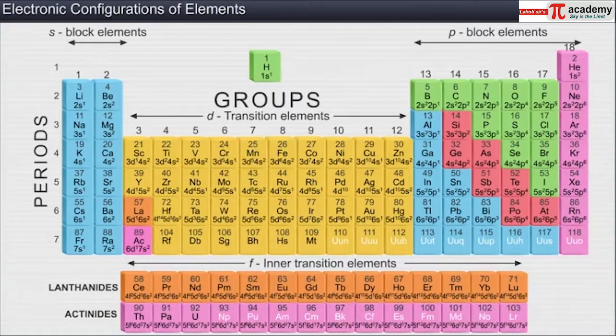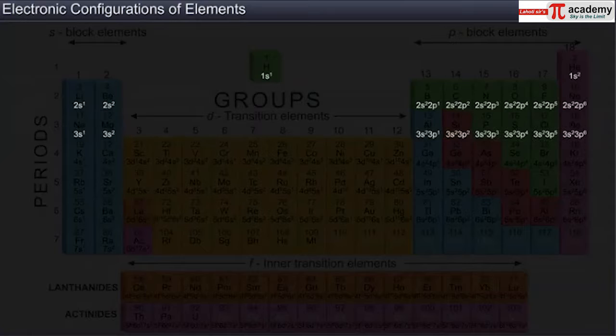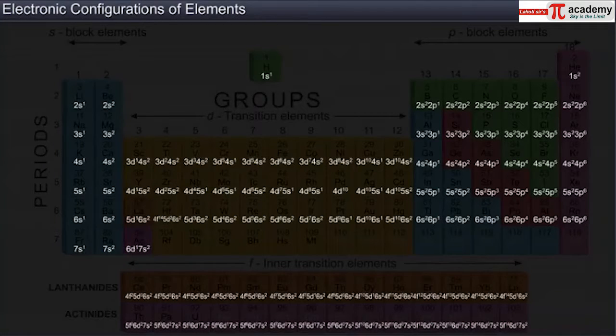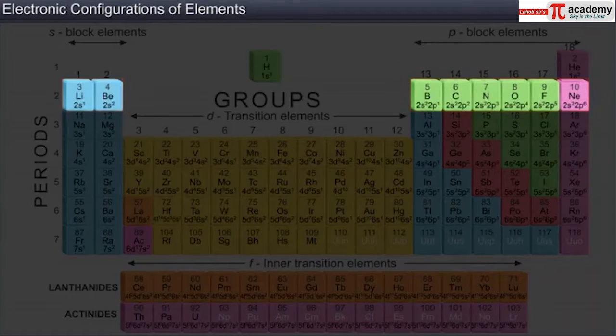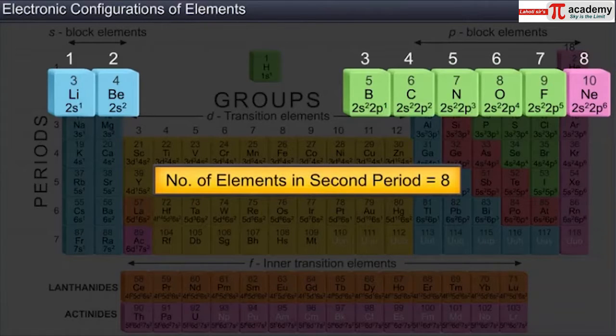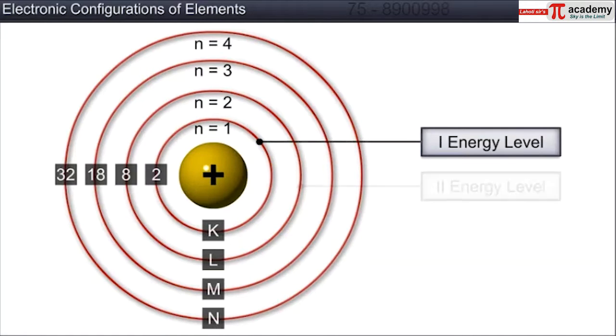The long form of periodic table arranges elements with the same principal quantum number n across a period, such that their electronic configuration changes only at the outermost shell. The number of elements in the period, therefore, depends on the maximum number of electrons that principal energy level or shell can accommodate.